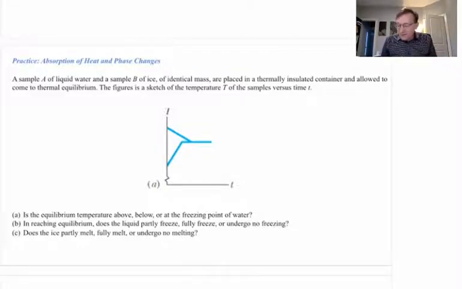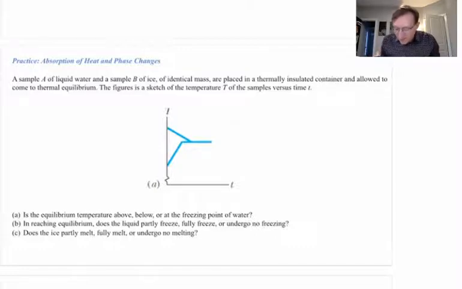They are placed in a thermally insulated container, so they can only exchange energy as heat between each other, and everything else around them is isolated away. Because of a temperature difference between them, the water is going to have a higher temperature, the ice a lower temperature, and they're going to exchange energy as heat until they come to thermal equilibrium. You wait long enough in a situation like this, and that is guaranteed to happen. They will come to a common final temperature.